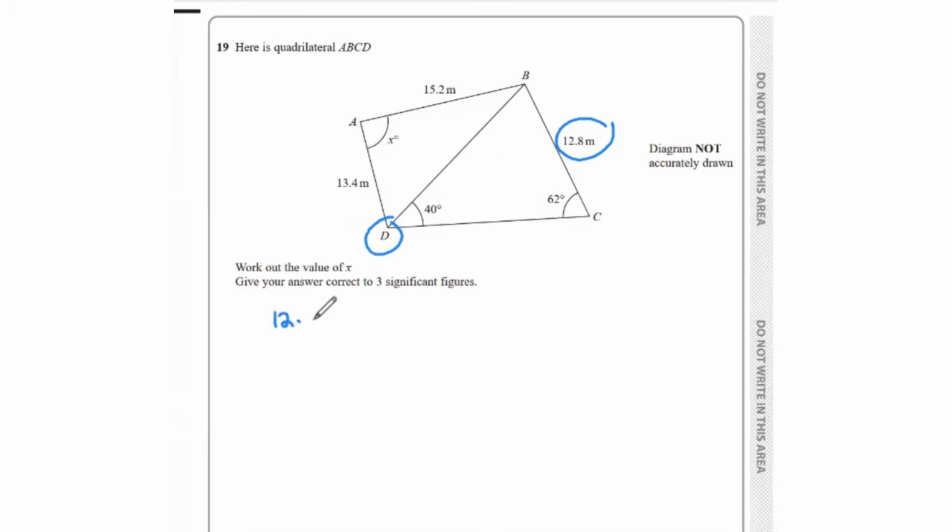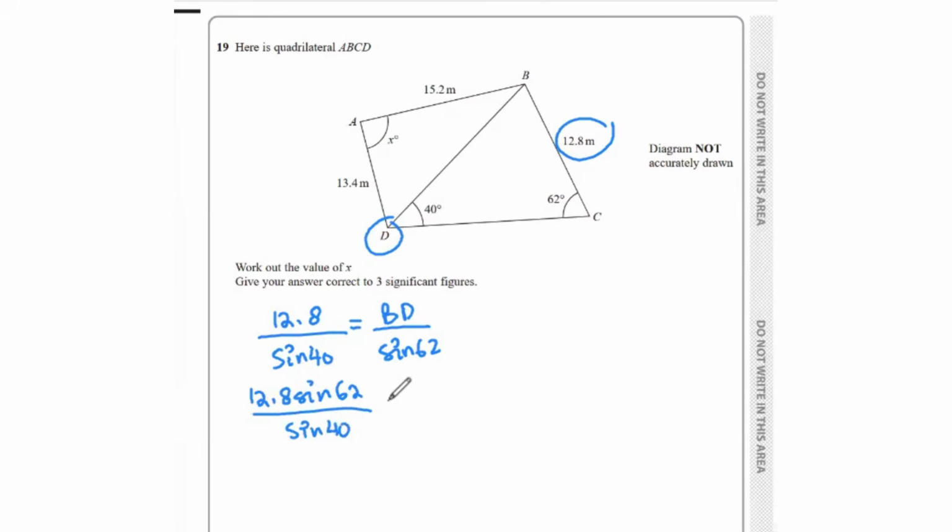So 12.8 over sine of 40 equals BD over sine of 62. So 12.8 times sine 62 over sine 40 equals BD, and that gives us 17.58 meters.